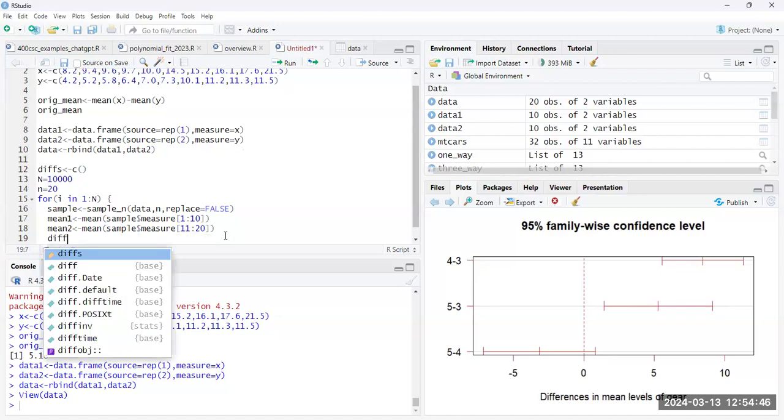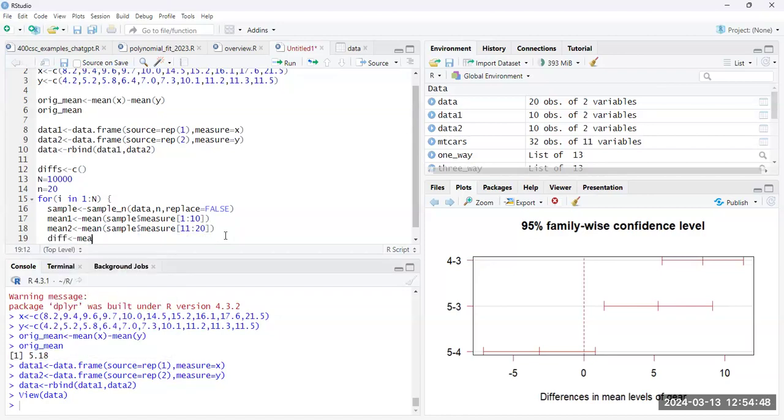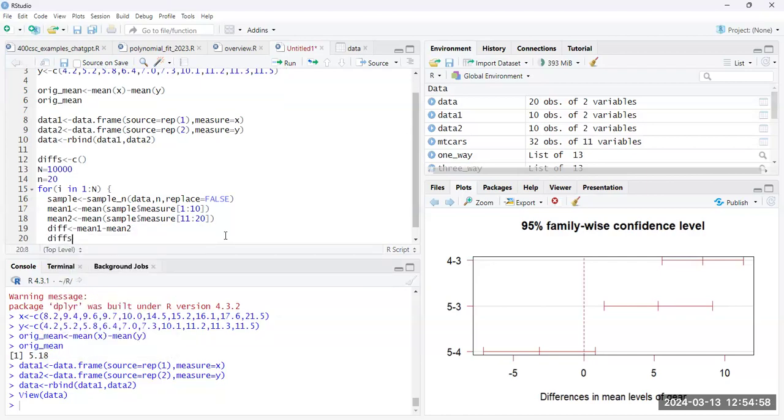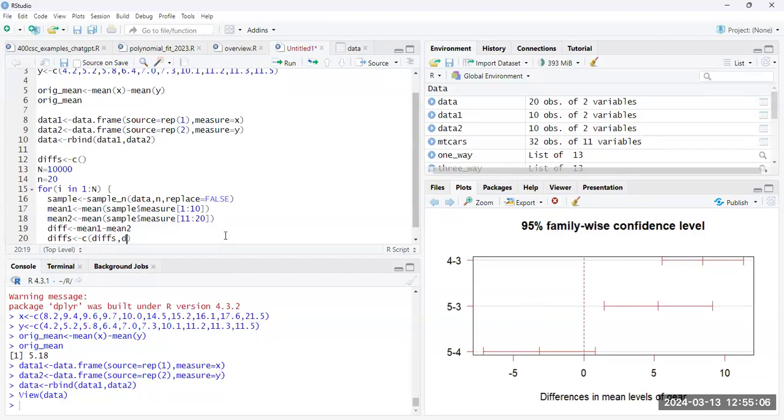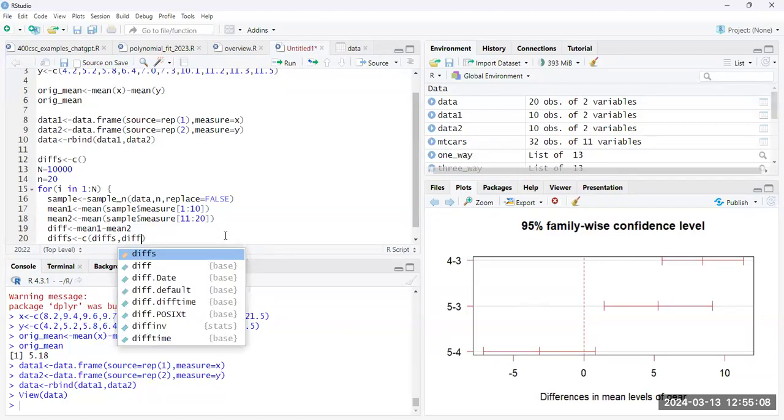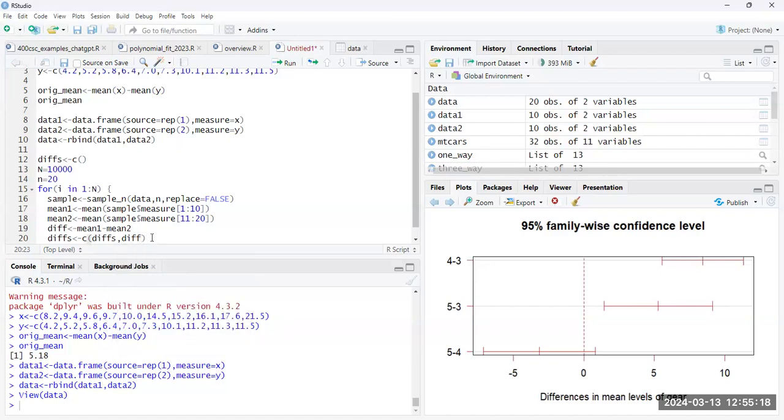And then our difference of means is going to be mean 1 minus mean 2. And then we're going to tack on those differences to our collection, the vector we're collecting those differences in. Again, the first time through, the vector is empty, so it'll just be the one value, but then each time afterwards, this will keep appending those new difference calculations to our vector.